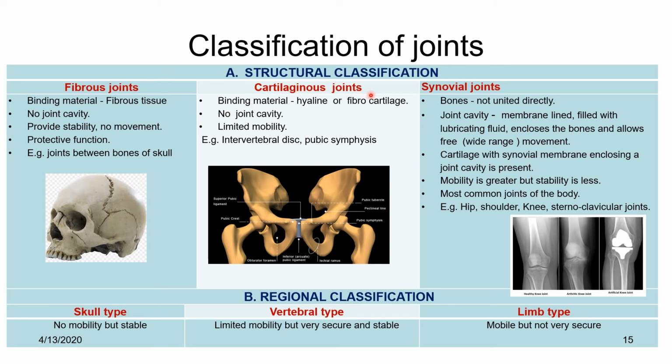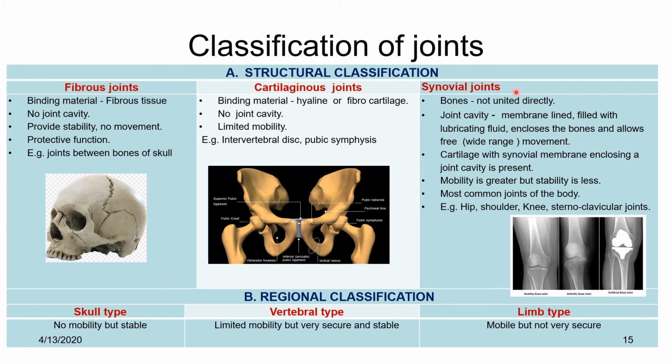Regarding cartilaginous joints, the binding material is hyaline cartilage or fibrocartilage. There is no joint cavity. Limited mobility will be seen in these joints. The examples are the intervertebral disc. The other example is the pubic symphysis. What you are seeing is the pubic symphysis between the two pubic bones.